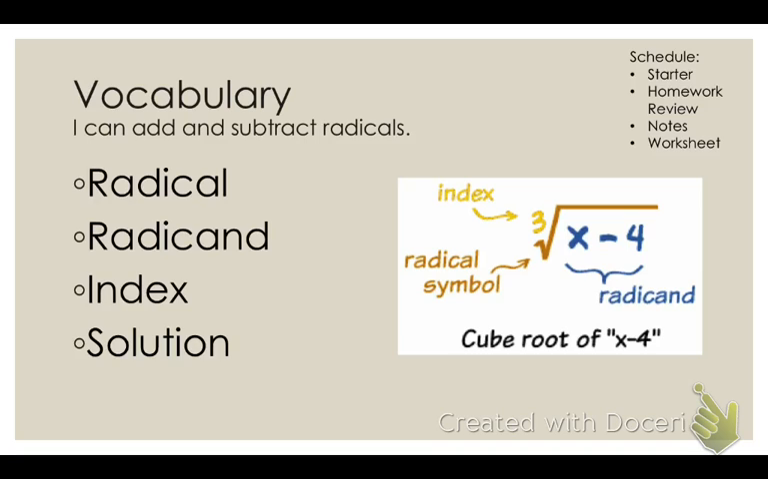Just a quick review of what we're going to be talking about and some vocabulary words. We're going to be talking a lot today about what the radicand is. Remember that the radicand is the number underneath the radical symbol, and that radical symbol looks kind of like the division symbol. We're going to be working specifically with an index of 2, so we're working with the square root.